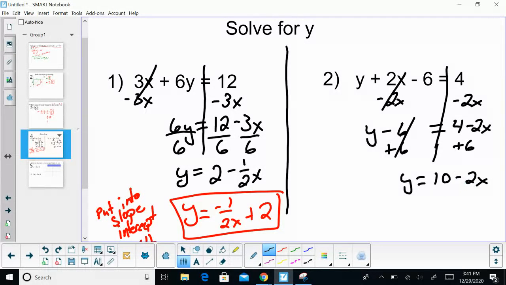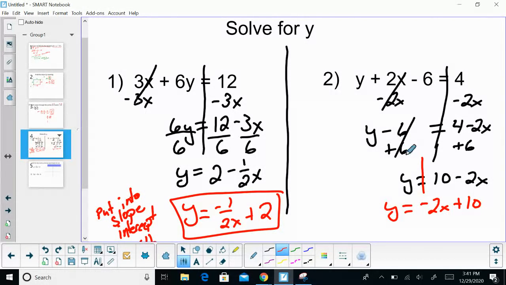And then last but not least, how could I put this in slope-intercept form? I've got to flip-flop these two terms. So I'll have y equals negative 2x plus 10. And the reason that I can just flip-flop those without changing their signs is because they're on the same side of the equal sign. See, they're on the same side of my wall. So I can flip-flop those two, and I don't have to do the inverse.